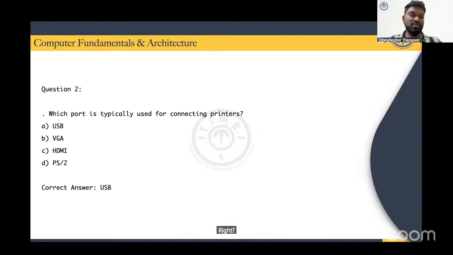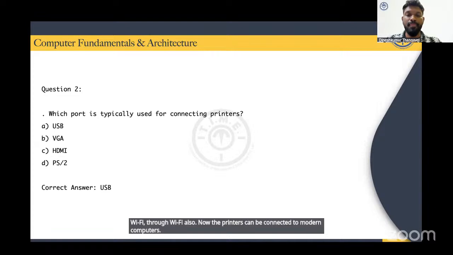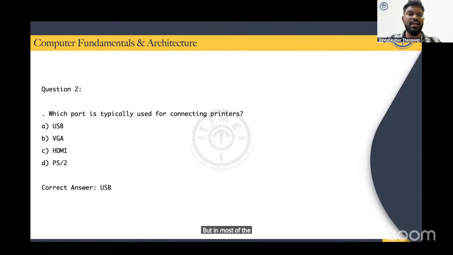There are two options. One is it will use the USB cable. Another one is wireless, Wi-Fi. Through Wi-Fi also, now the printers can be connected to modern computers. But in most of the exams, the standard answer will be USB, right? Older ports like parallel port are no longer asked frequently. So the final answer for this kind of question is USB.